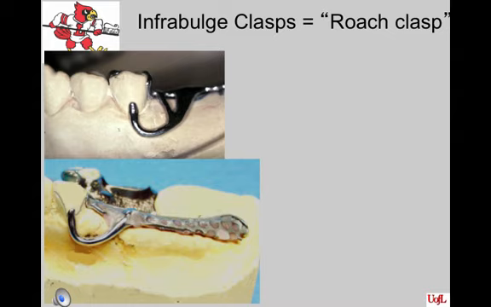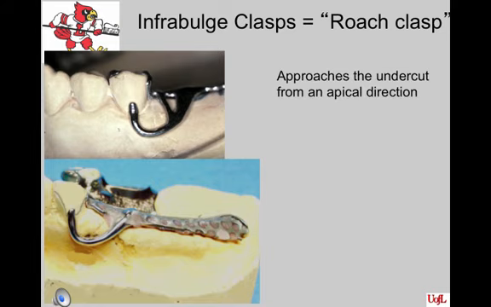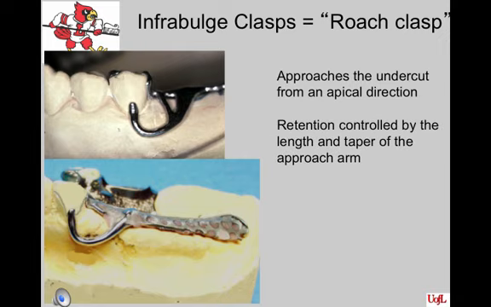Let's look at the infrabulge clasp. The infrabulge clasp approaches the undercut from an apical direction. They exhibit a push type of retention as compared to the suprabulge clasp that has a pull. The retention of the infrabulge clasp is controlled by the length and the taper of the approach arm. They determine the flexibility. The greater the length and taper, the more flexible the clasp. Because the clasp approaches the undercut from an apical direction, it can be a lot more aesthetic than the suprabulge clasp like our cast circumferentials.